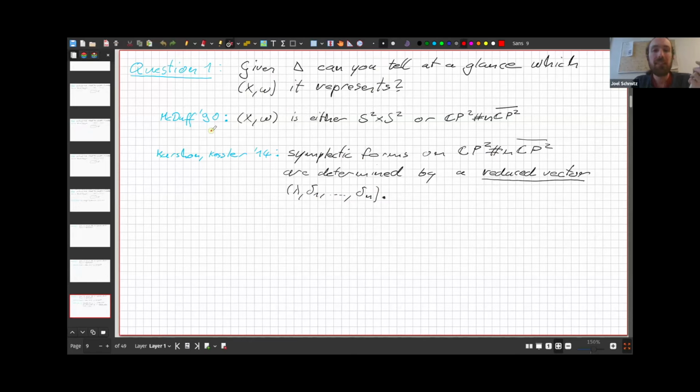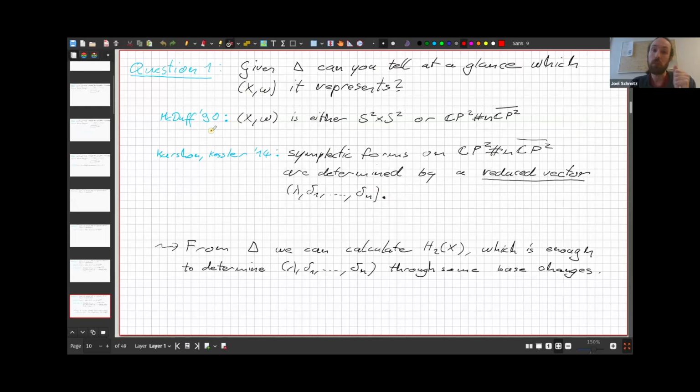And indeed, if I have a Delzant polygon, you might know this, you might not know it, but you can calculate the homology of the manifold together with the area class of your symplectic form. And this is enough to determine this reduced vector. Though you have to do some combinatoric stuff, but modulo this combinatoric stuff, this is more or less a solved problem. So, okay, I've answered the first question. Let's go on to the second one.